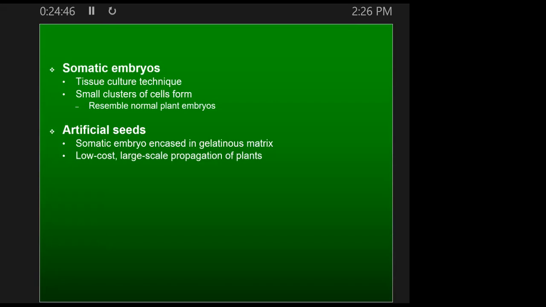So in lab, hopefully next week, you're going to be working with Agrobacterium tumefaciens, and you'll be trying to genetically modify the Arabidopsis that you've been growing. So we're going to take a stab at that and see how it works in lab next week. That's one of the things you'll be doing.